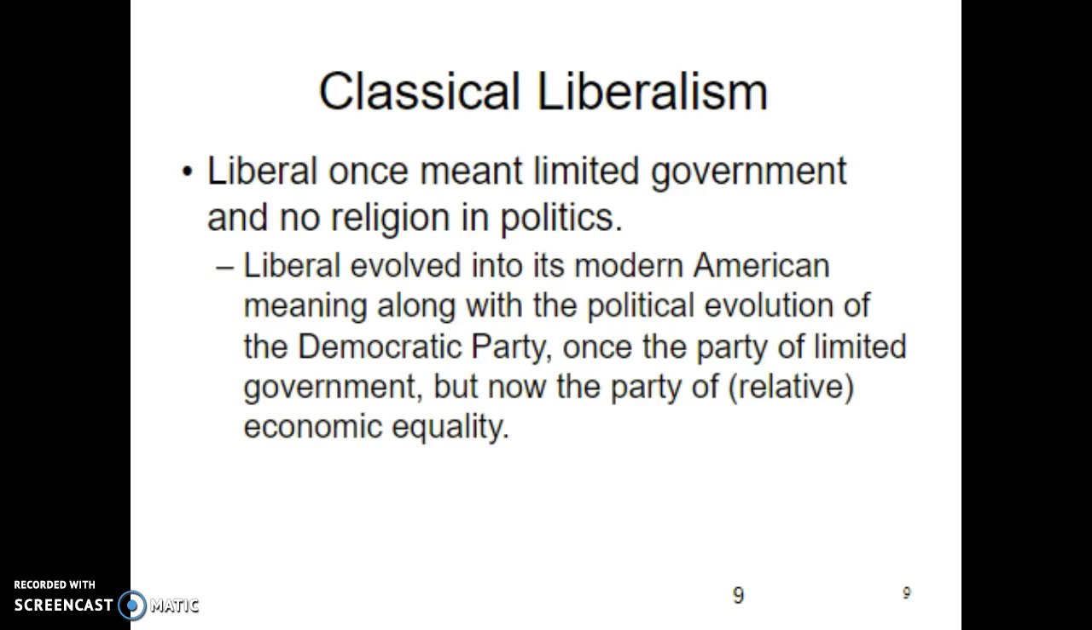And what's actually very interesting is that currently the Democratic Party is considered liberal and the Republican Party is considered more conservative. And it actually used to be the other way around. The Democratic Party used to be conservative and the Republican Party used to be more liberal. But times have changed, and it's completely swapped. Also here, liberal evolved into its modern American meaning along with the political evolution of the Democratic Party, once the party of limited government, but now the party of relative economic equality. So times have changed.